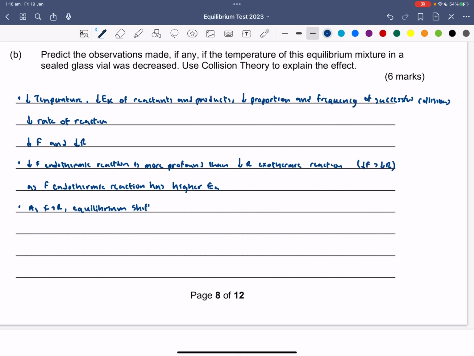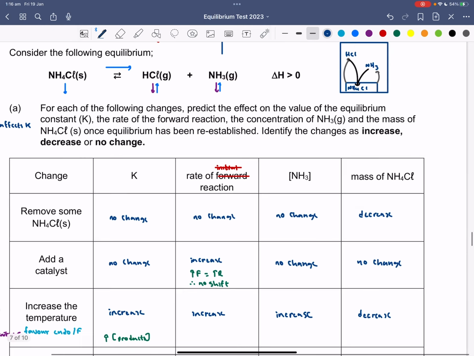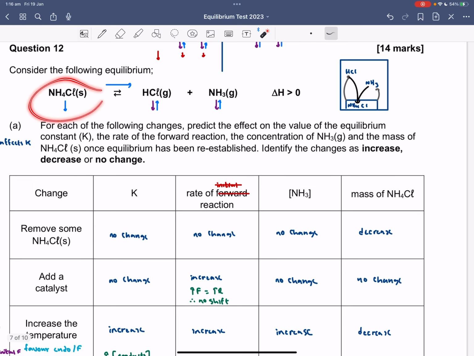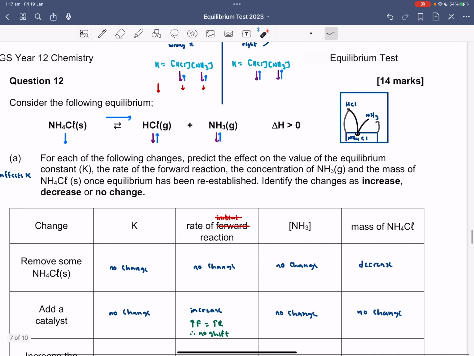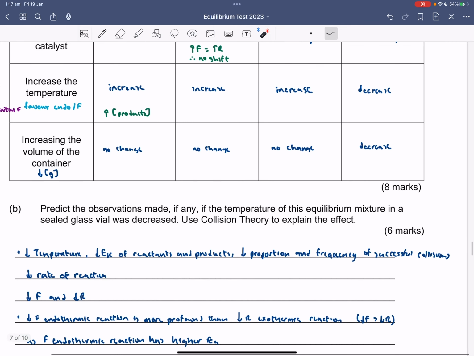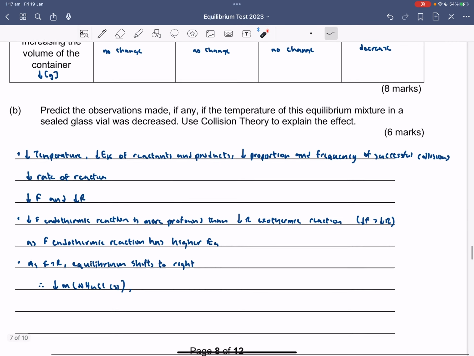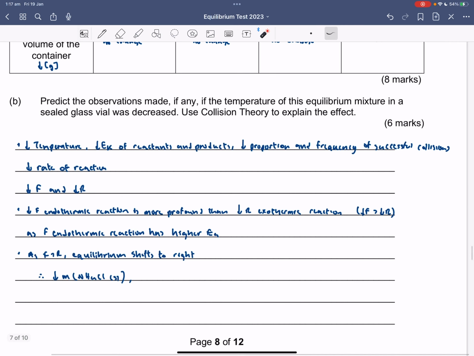And if equilibrium shifts to the right, what would we observe? Therefore, a decrease in the mass of NH4Cl solid, and we all should know that ammonium chloride is a white solid. We can explain, hang on, just make sure. Okay, whoops, I made one mistake again.